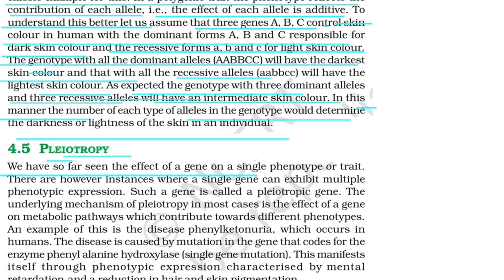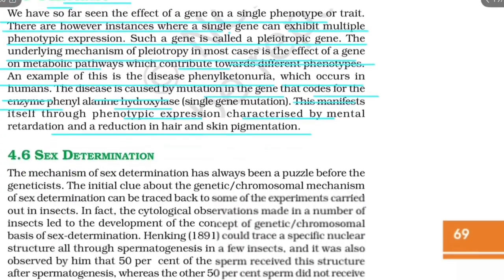Pleiotropy. We have so far seen the effect of a gene on a single phenotype or trait. There are, however, instances where a single gene can exhibit multiple phenotypic expressions. Such a gene is called a pleiotropic gene. The underlying mechanism of pleiotropy in most cases is the different effect of a gene on metabolic pathways which contribute towards different phenotypes. An example of this is the disease phenylketonuria, which occurs in humans. The disease is caused by a mutation in the gene that codes for the enzyme phenylalanine hydroxylase. This manifests itself through phenotypic expression characterized by mental retardation and reduction in hair and skin pigmentation.